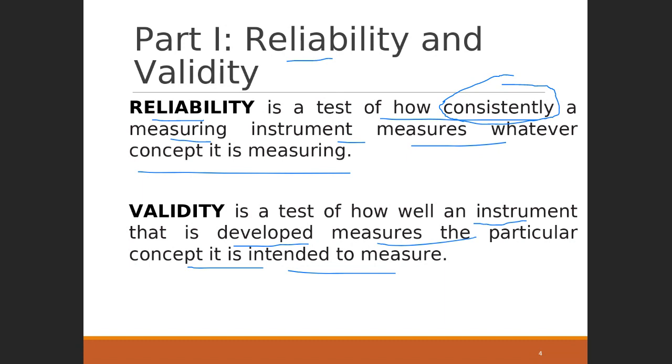So validity is about accuracy of the scale, that is, whether the research instrument which we are using in our research is accurately measuring the concept which is the focus of our research investigation. So validity here refers to the accuracy of the measure, and reliability here refers to the consistency of the measure. We will discuss this in detail in the coming slides. It will clear any doubts you might have regarding these two concepts.